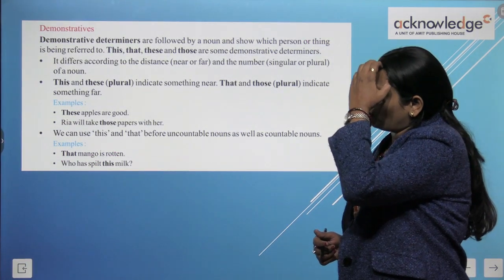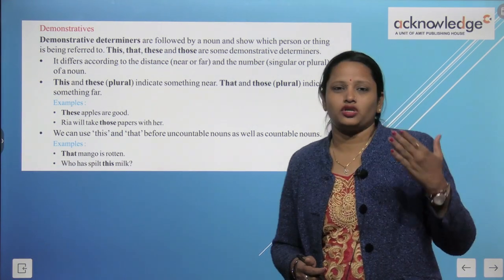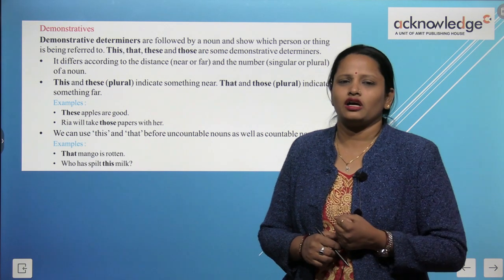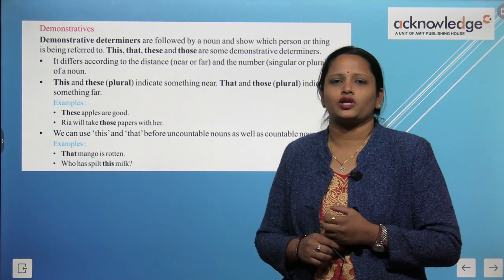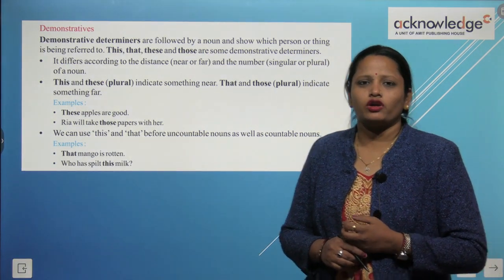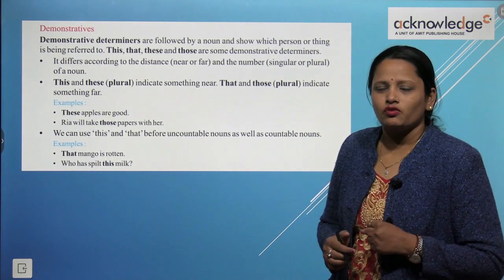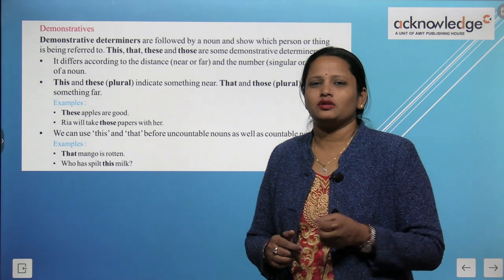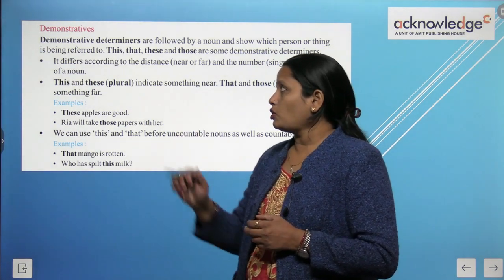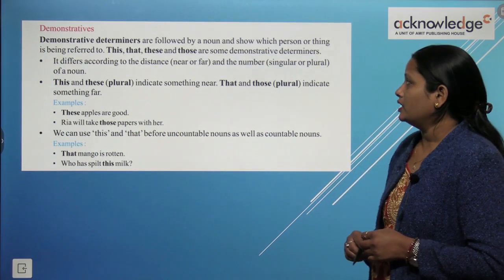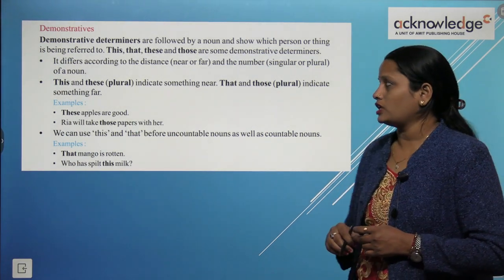Now let's learn about demonstratives. जो demonstrate करते हैं, आपने पढ़ा होगा demonstrative adjectives. Demonstrative word आपने बहुत बार सुना है. And you also know what is demonstrative. This, that, these, those. So इन 4 words का use कहीं भी हो रहा है means ये demonstrate कर रहा है. So demonstrative determinants are followed by a noun and shows which person or thing is being referred.